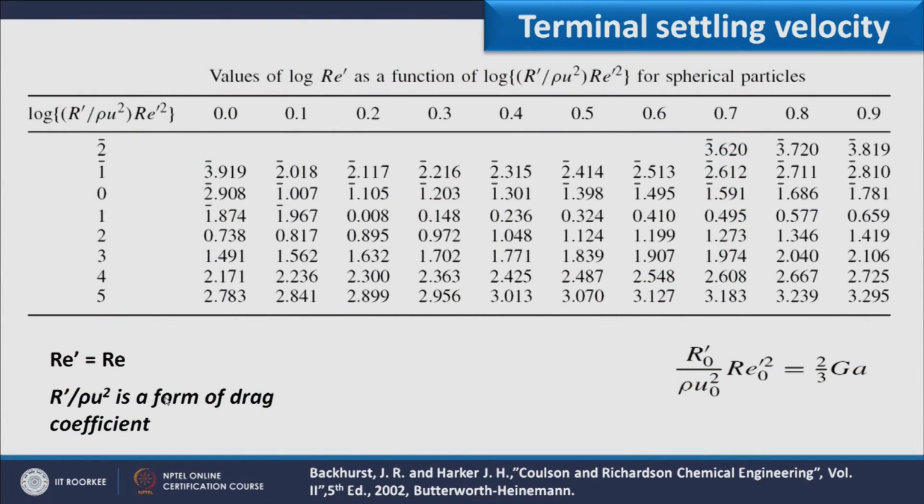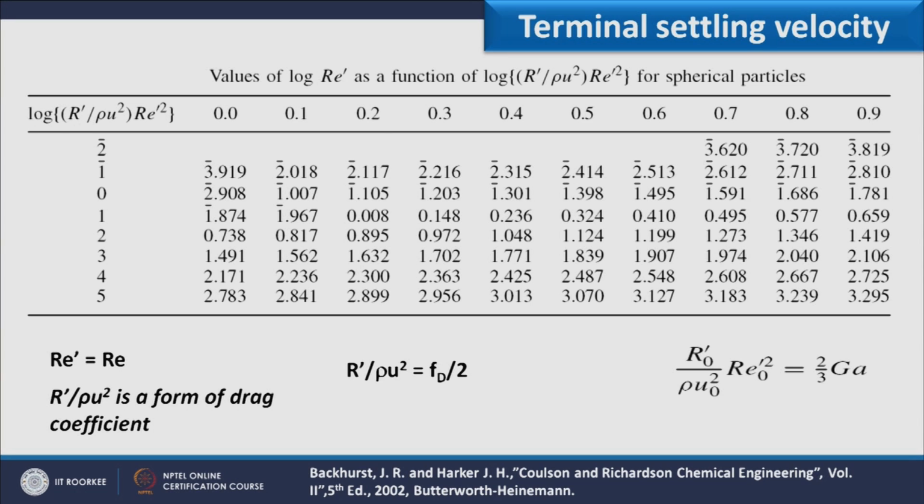So, instead of using the trial and error method, we can use this method directly to calculate terminal settling velocity. And here Re dash, that is Reynolds number dash, is the Re that we have previously defined. R dash by rho u square is a form of drag coefficient, and its value is equal to fd by 2.